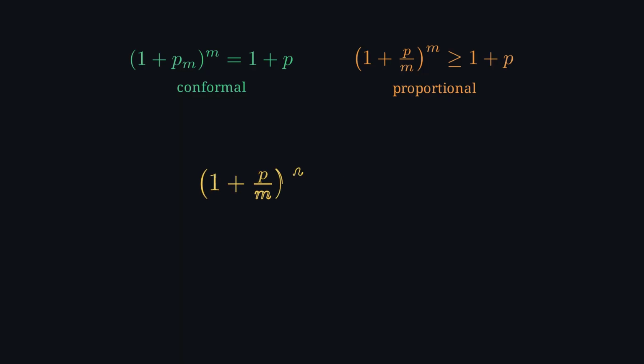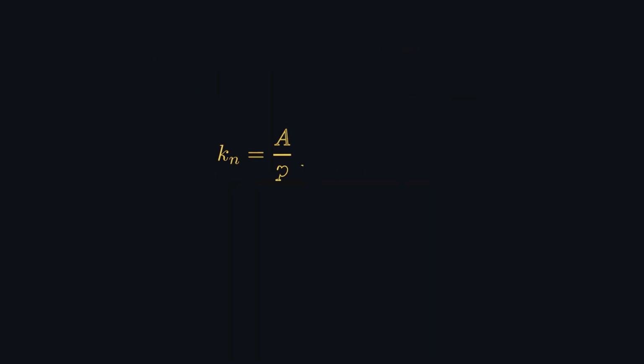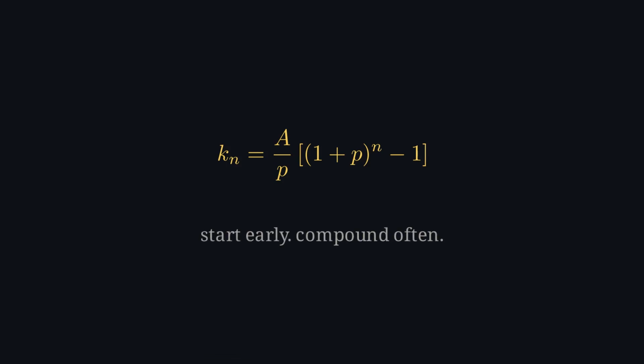Push it to the limit, credit continuously, and that factor climbs all the way to e to the p, the bank constant. So the lesson is the same one that opened this. With compounding, when you start and how often it compounds quietly decide everything.